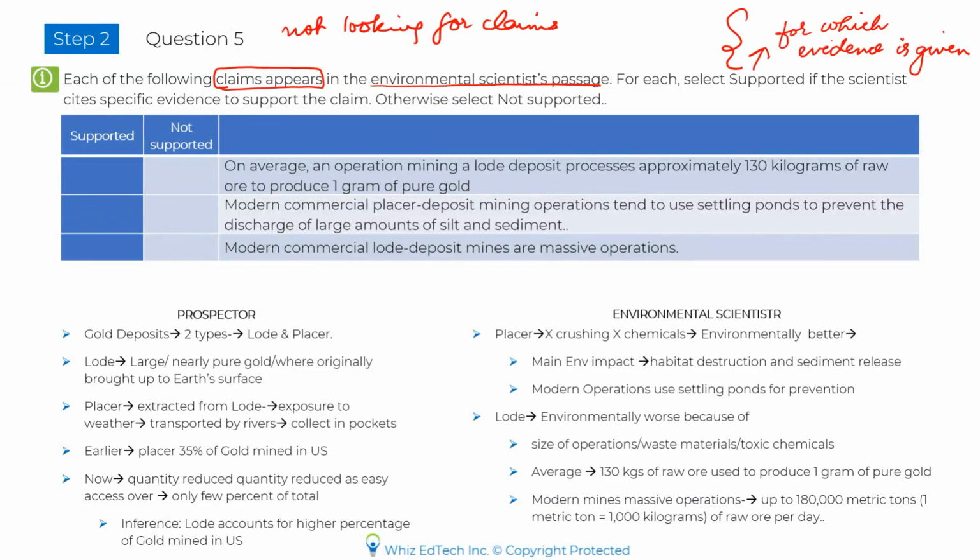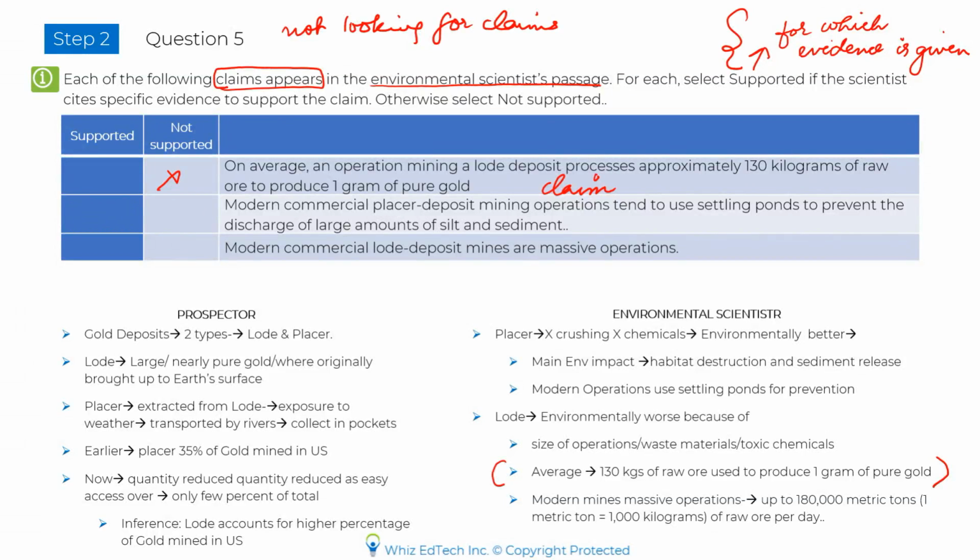Now let's see. On average, an operation mining a lode deposit processes approximately 130 kilograms of raw ore to produce 1 gram. Okay. Now this is a claim that is made, but for this no evidence is given. This is the claim. There is no evidence given, like we have this evidence, that evidence, just the claim is there. All right, it is not supported.